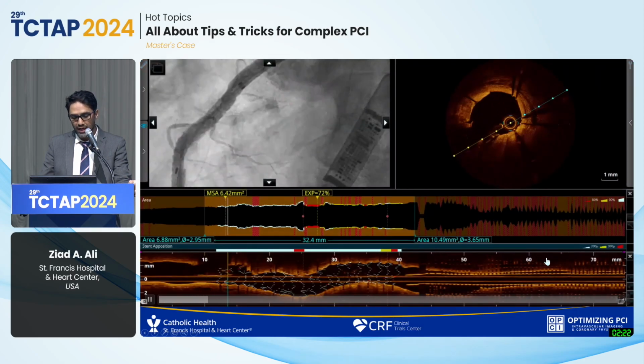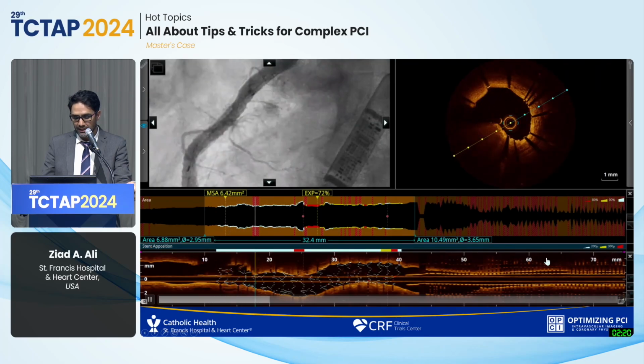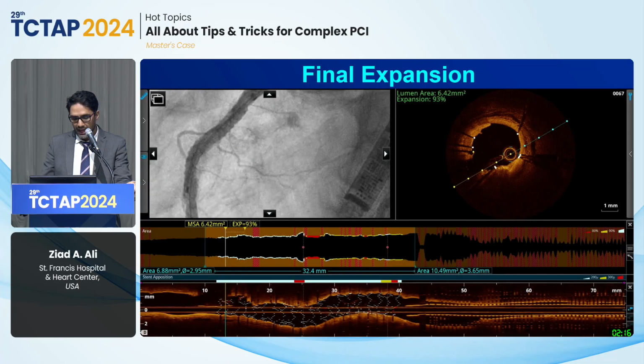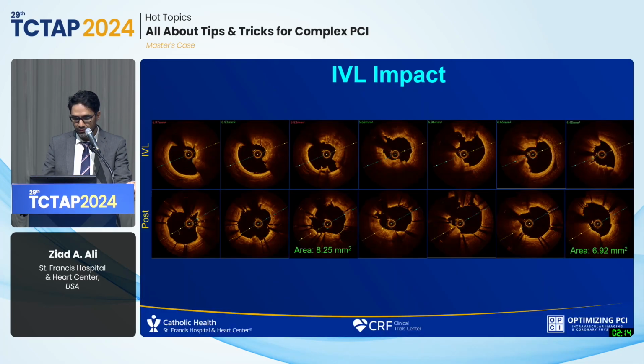Finally, as a result, we got a very nice result, complete and eccentric expansion with multiple fractures as we expect, and there's our final post-PCI result. And you can see the impact of the IVL is that actually the vessel spreads exactly where you create the fractures in multiple different places.